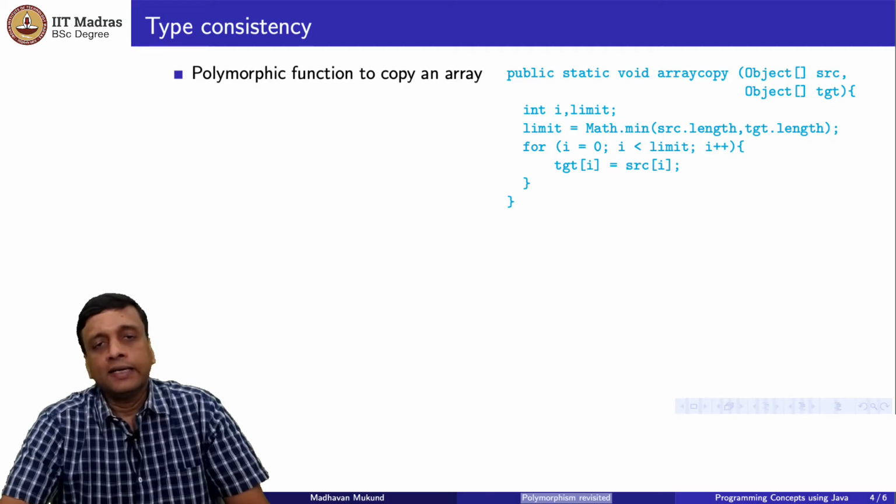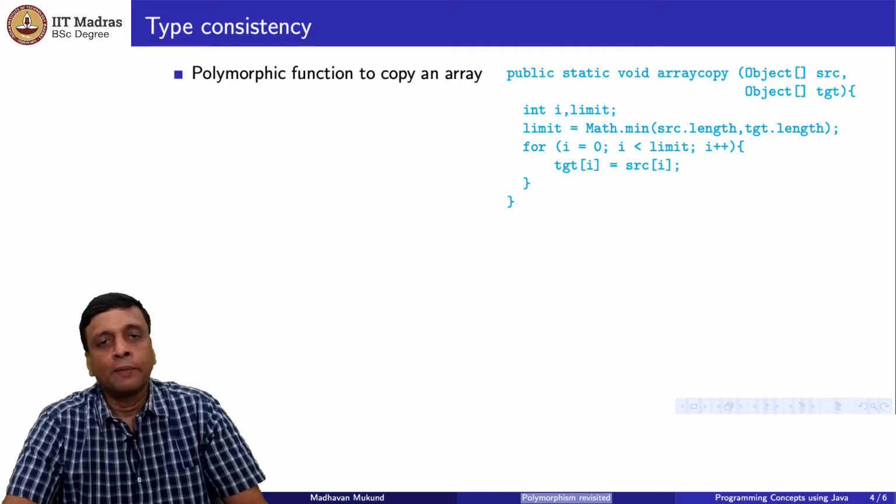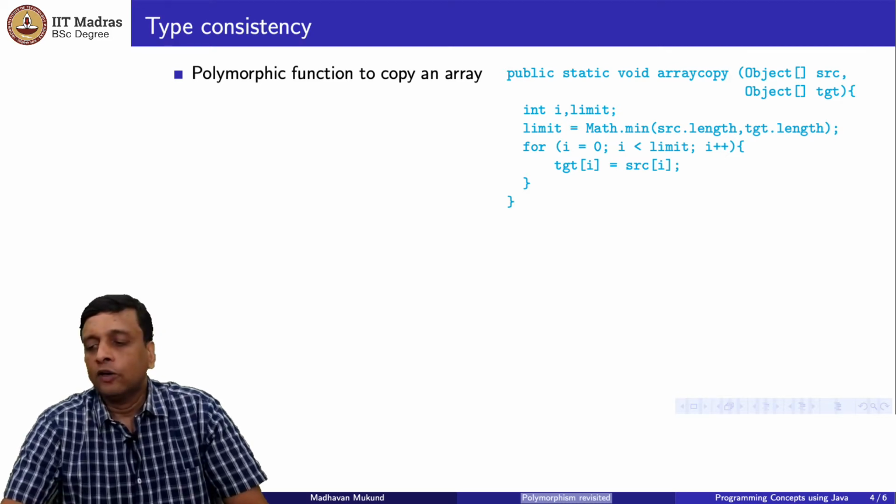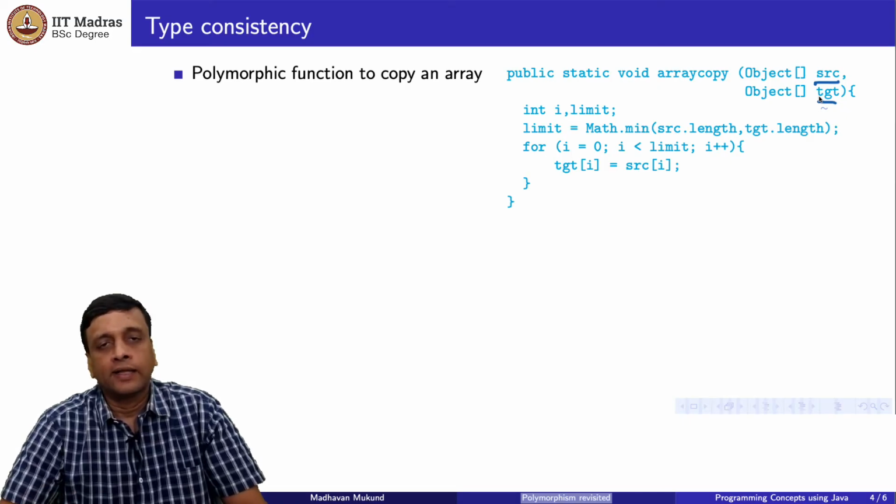So let's look at a slightly more complex example than find. Supposing I want to take one array and copy it into another array. So I have an array copy function which takes a source array and a target array. In general, these two may not have the same size. So what I do is I copy as many as are there in the smaller array.